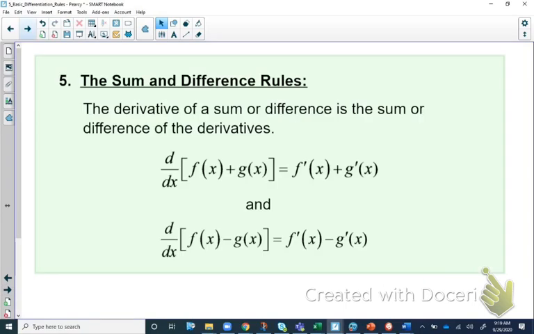Hopefully now you're getting an idea of how the power rule is used. You're going to be using the power rule quite a bit.